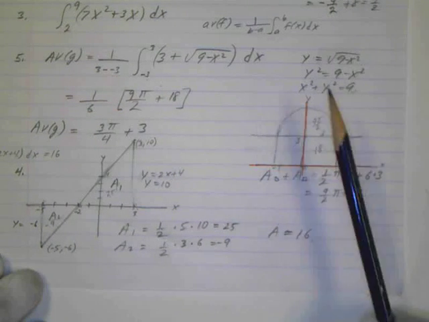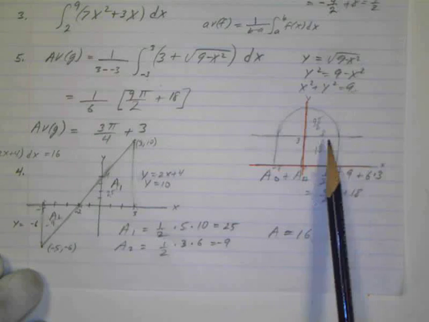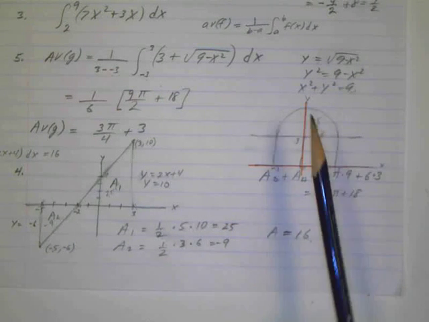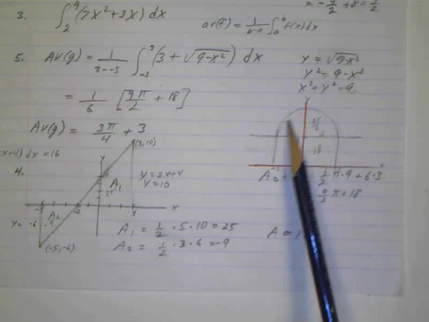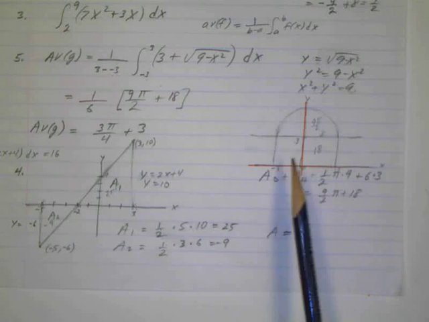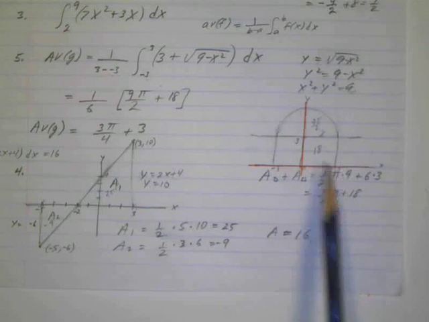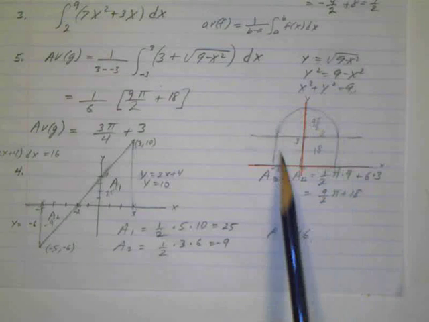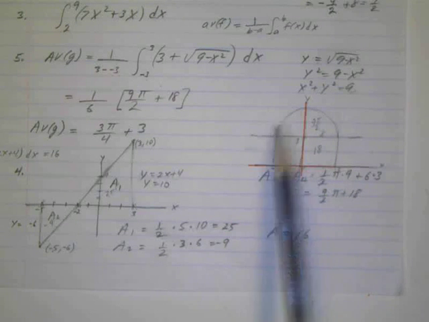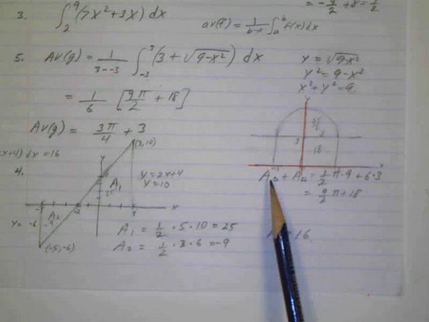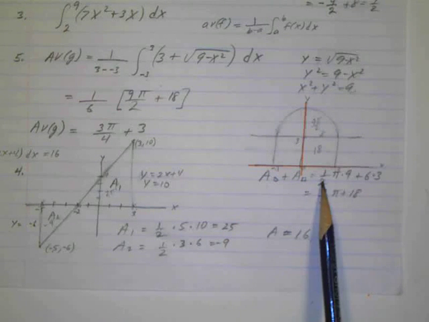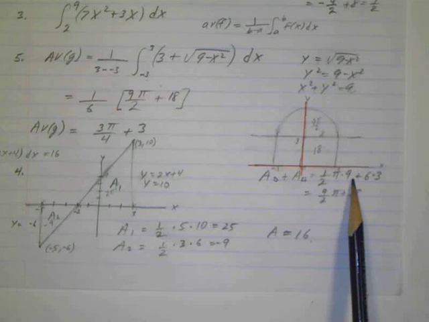So again, this was a semicircle, but it's shifted up 3 units. This is what the graph looks like. I know the area of the semicircle, and I can find the area of this rectangle, so I just add those up and I'll get the area under the curve from negative 3 to 3. That's basically all you have to do. The area of a circle is pi r squared, so the area of a semicircle is 1/2 pi r squared. My radius is 3, so that's 1/2 pi times 9.